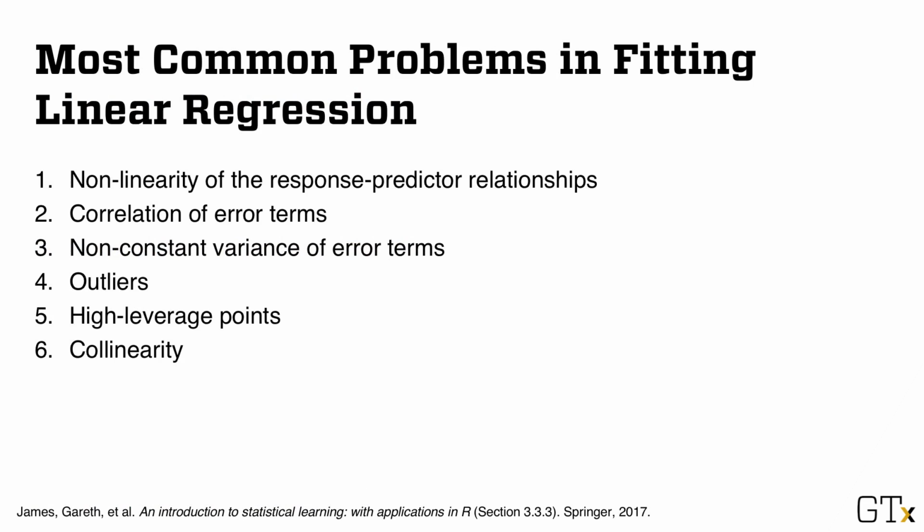So these common problems are: 1. Nonlinearity of the response predictor relationship, that is a relationship between the dependent variable and the independent variable. The second one is the correlation of error terms. The third one is non-constant variance of error terms. The fourth is possible presence of outliers. The fifth is possible presence of high leverage points. And finally, collinearity or multi-collinearity.